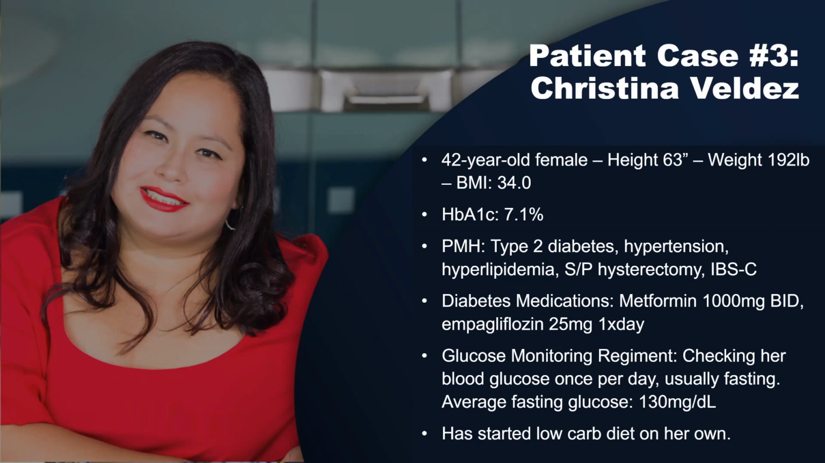Her glucose monitoring regimen is finger stick glucose, checking about once a day, usually fasting in the morning, and it's about 130, which is also very close to her target. On her own, reading on the internet, she learned about the low carbohydrate diet effects on diabetes, and she started to eat a low carbohydrate diet. So she's now on an SGLT2 inhibitor and eating a low carbohydrate diet and doing very well with her glycemia. She's not eating a very low carbohydrate or keto diet, so closer to 75 grams of carbohydrates a day.